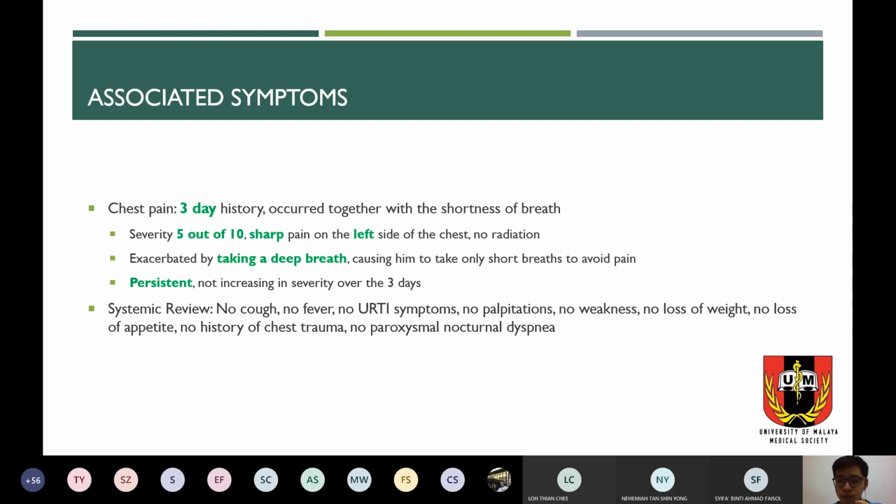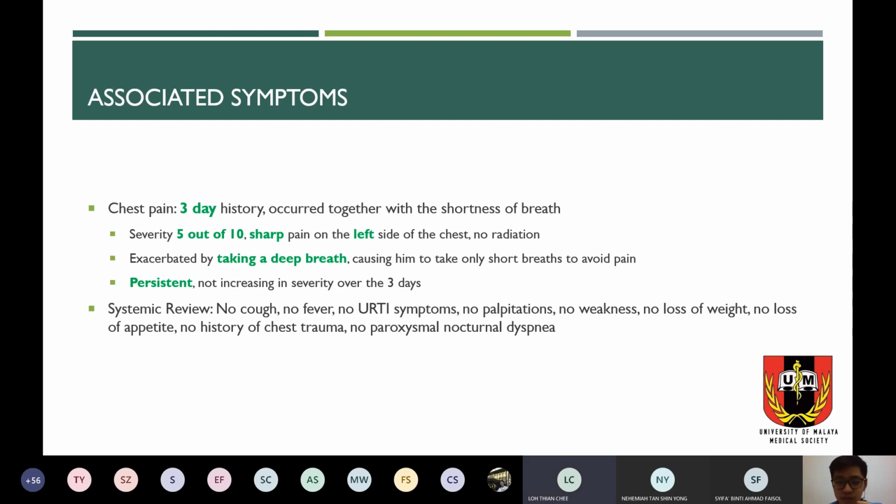Or is this enough to come up with a list of differential diagnosis? Because you see, there's no fever, no cough, so you rule out pneumonia. The shortness of breath also doesn't sound like an acute exacerbation of COPD, so that one also ruled out. No palpitation, so not arrhythmia, not really the cardiac cause.